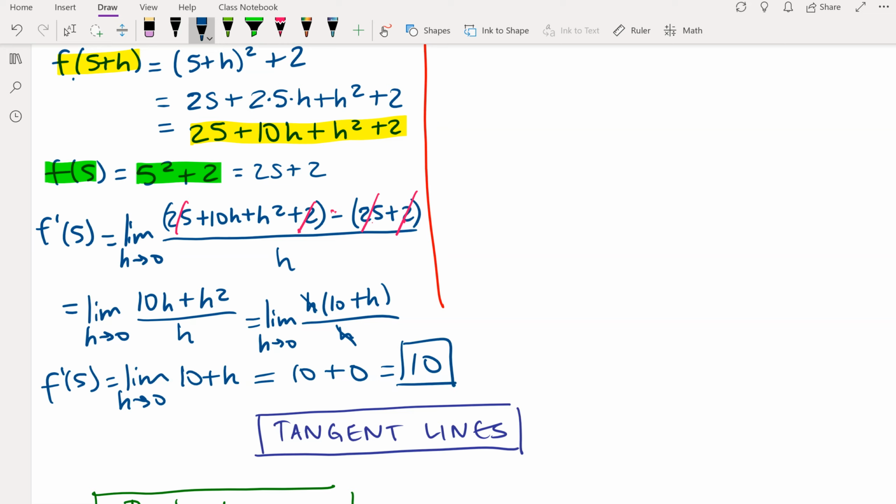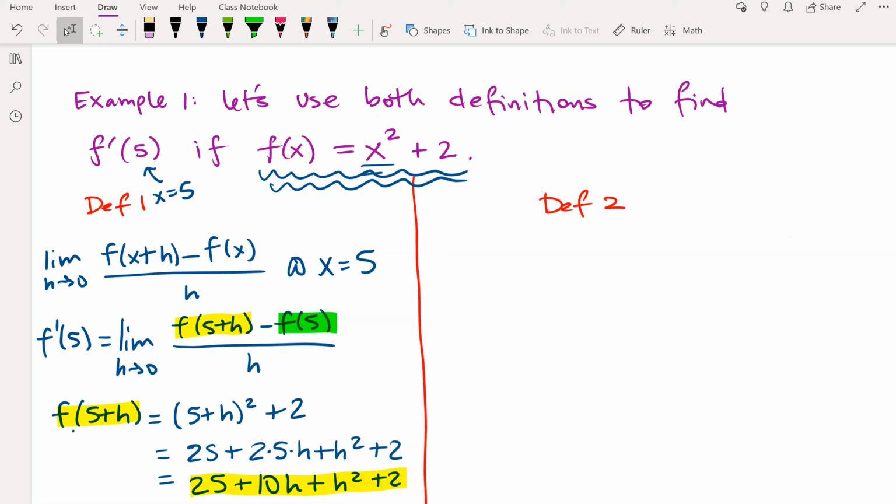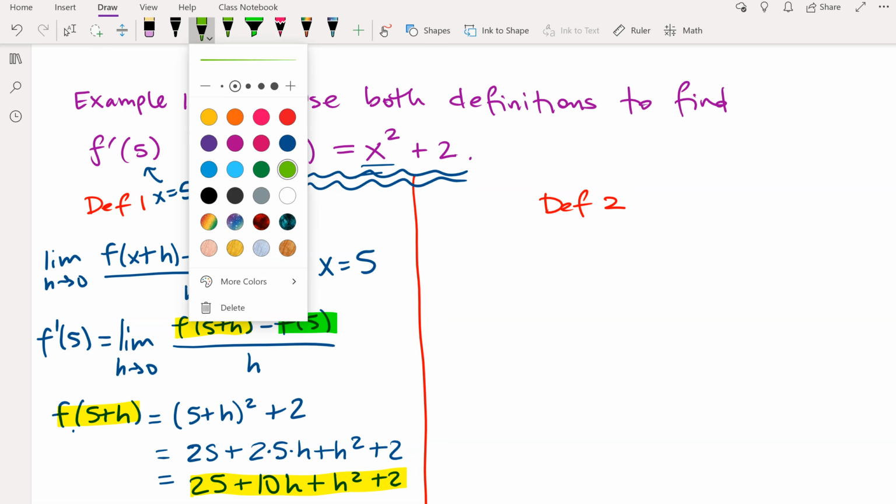Okay, we found the derivative to be 10 using the first definition of the derivative. Sweet. Let's find the derivative using the other definition. We should get the same thing. Again, this definition that we just used, the first one, is the most common, so you should know how to use it. It's important to know. All right, let's do the next one.